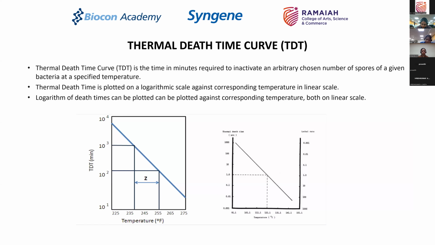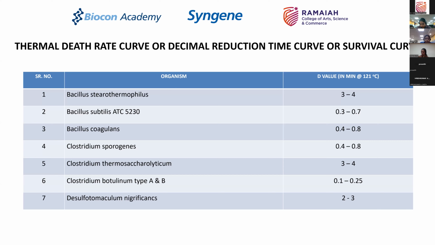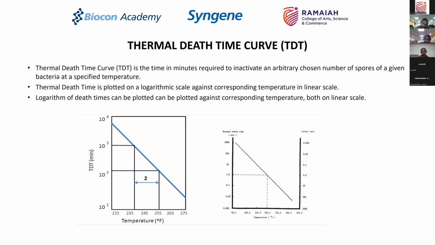Now, the thermal curve or the thermal death rate curve is of importance to us only if we are able to take samples and then plot it. So that exercise is of course important. But generally, you will start at a particular load, end at a particular load. Now you will have to arrive at what is called a thermal death time curve. It is the time in minutes required to inactivate an arbitrarily chosen number of spores of a given bacteria at a specified temperature. What does that mean?